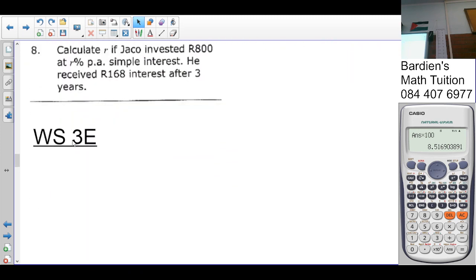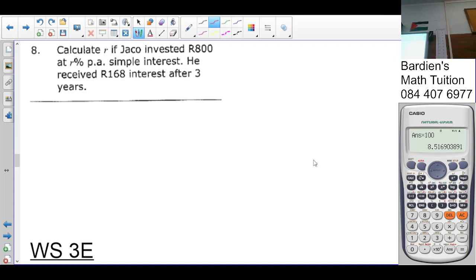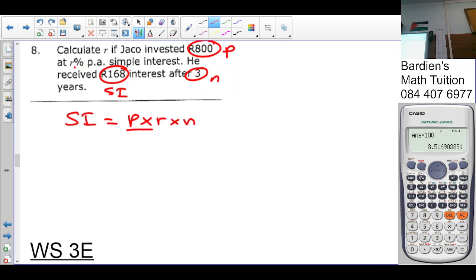The last one says: calculate r if Jacob invests 800 Rand at r% per annum, simple interest. So what is this? The 800 is what? A p-value. r is what we're calculating. He received 168 Rand interest. So what is that? Your interest, SI, after 3 years. Can you see that, people? Which formula do we use? I is equal to P times r times n over 100.